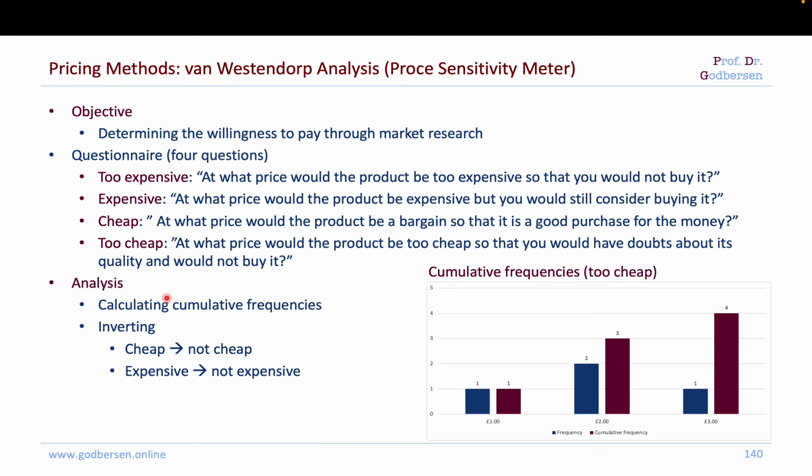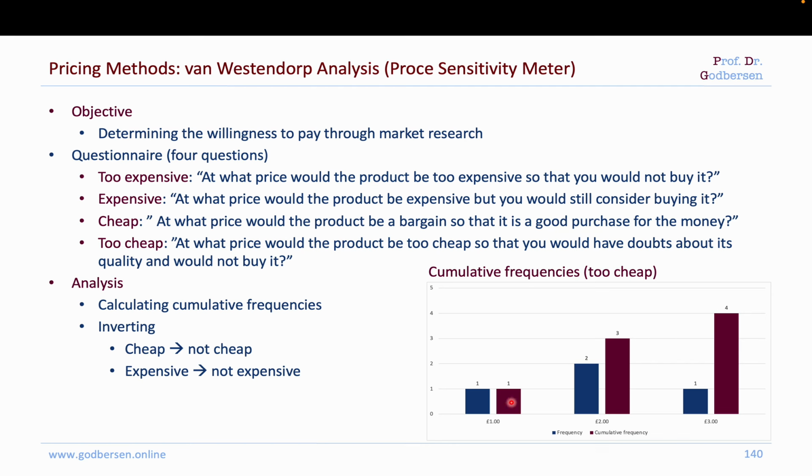So, a simplified example for the cumulative frequencies for the variable too cheap. The price would be so low that I doubt the quality, and therefore I would not buy the product. The blue columns are the absolute frequencies. One person said £1 would be too cheap, I would not buy the product. Two people said £2 is too cheap. And then again, at £3, one person said I would not buy the product.